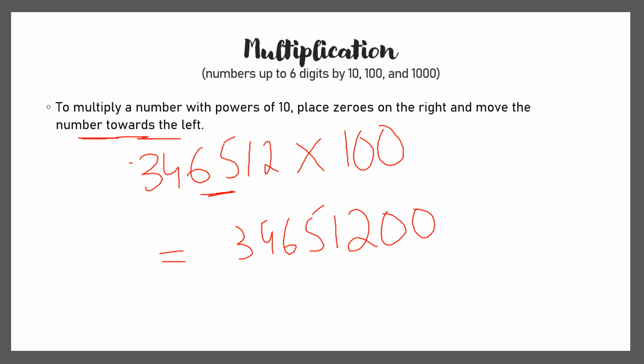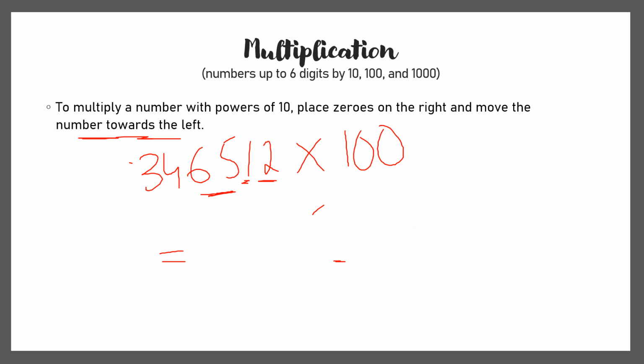It means that each digit is shifted towards the left side. For example, the 2 was at the units place or ones place, but in the final answer, in this product, now the 2 is at the hundreds place. Similarly, 1 is at the thousands place, but here the 1 was at the tens place. So the number is moved towards the left and we place zeros to the right side of that number.